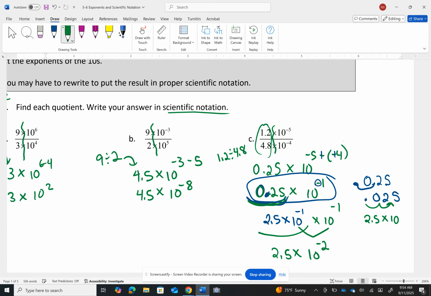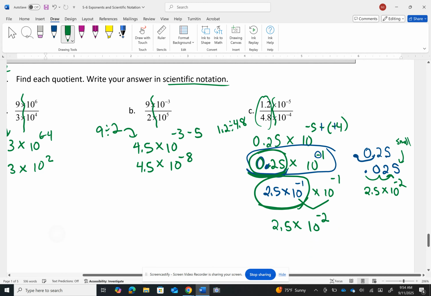And I've moved it 2 places, and this is a small number, right? It's a smallish number, so I want it to be 2.5 times 10 to the negative 2 power. So feel free to do that if you want. If this is a struggle, if this is a little confusing, okay? Feel free to just put it in decimal form and then change it back to scientific notation, okay?